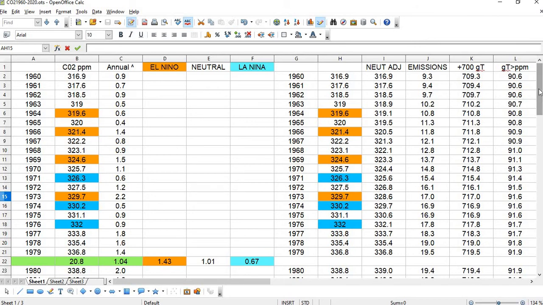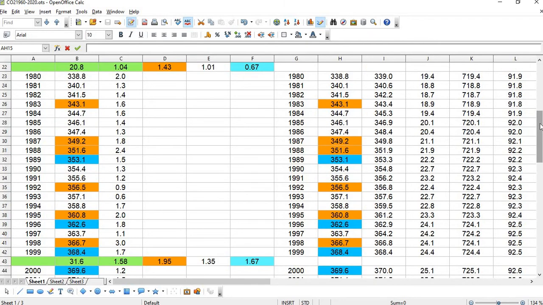Over the 20-year period we had a total growth of 20.8 parts per million, with an average annual growth of 1.04, and I've worked out the average annual increase in El Nino years was 1.43 parts per million, 1.01 in neutral years, and La Nina years, the average annual increase of CO2 parts per million in the atmosphere was just 0.67. I've done exactly the same for the period from 1980 to 1999, where we had a total increase of 31.6 parts per million, which is an average of 1.58 per annum.